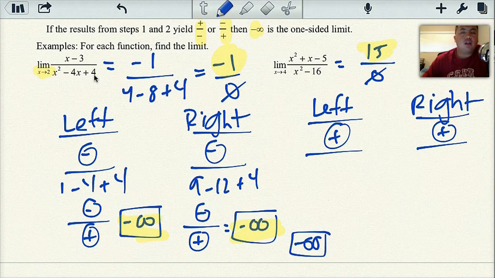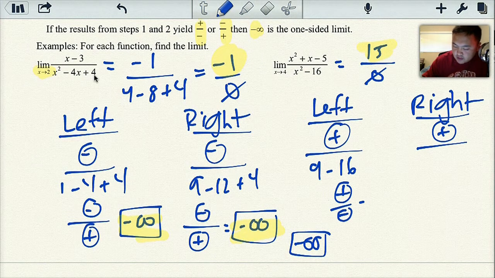For the denominator, I'll test the number to the left. Let's try 3. 3 squared is 9 minus 16, which is a negative number. I don't have to solve it, I just need to know what the sign is, positive or negative. From the left, the limit is negative infinity.